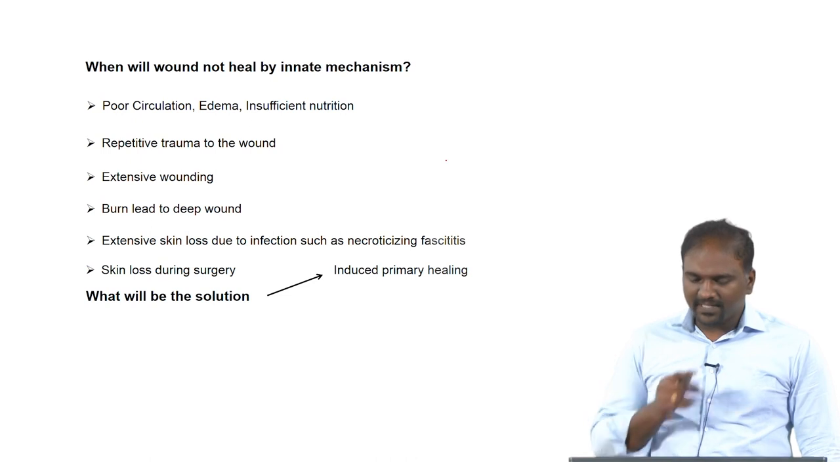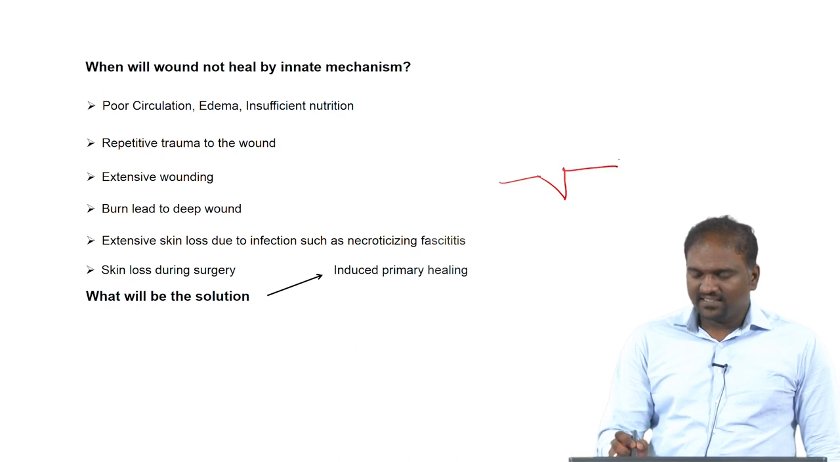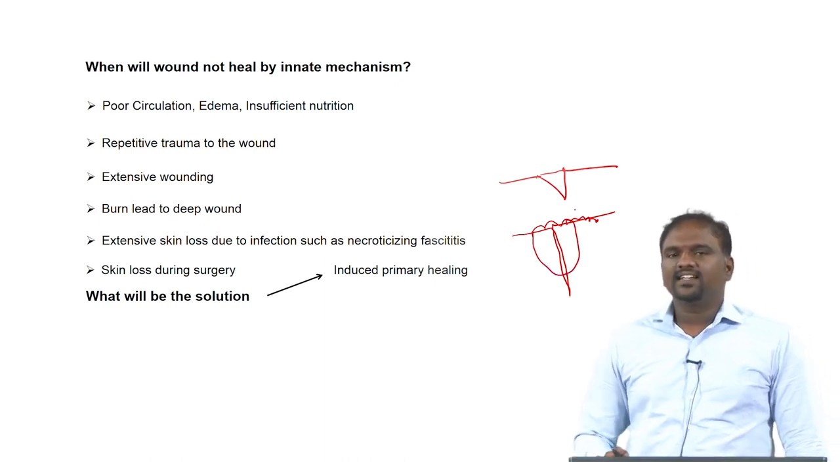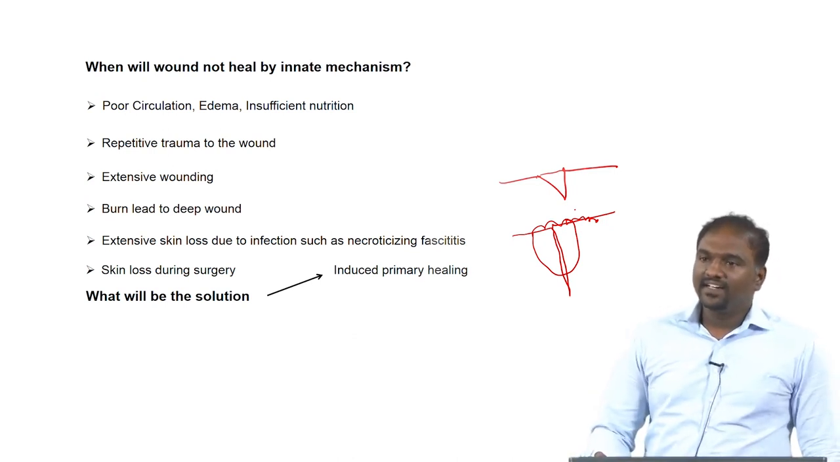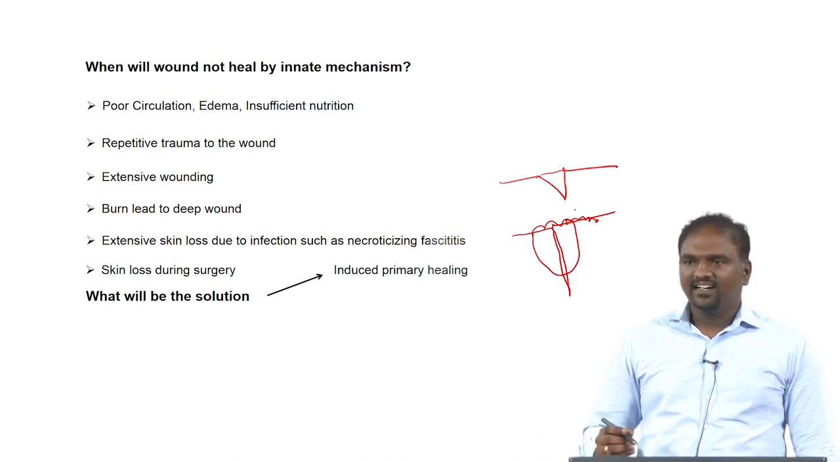induced primary healing. Consider we have a wound like this. In induced primary healing, this portion and this portion are brought together this way, and they put some stitches over here, so that it will be totally covered. We will be able to heal this way, but when the wound bed size is larger, it is very difficult to bring both sides of the wound together.